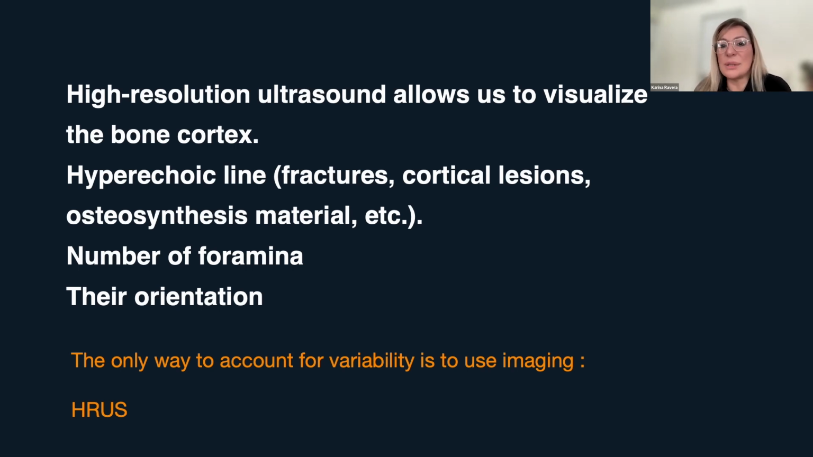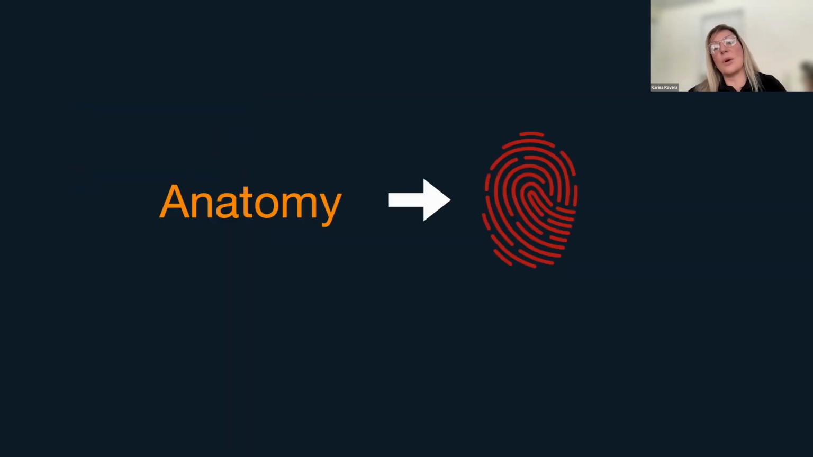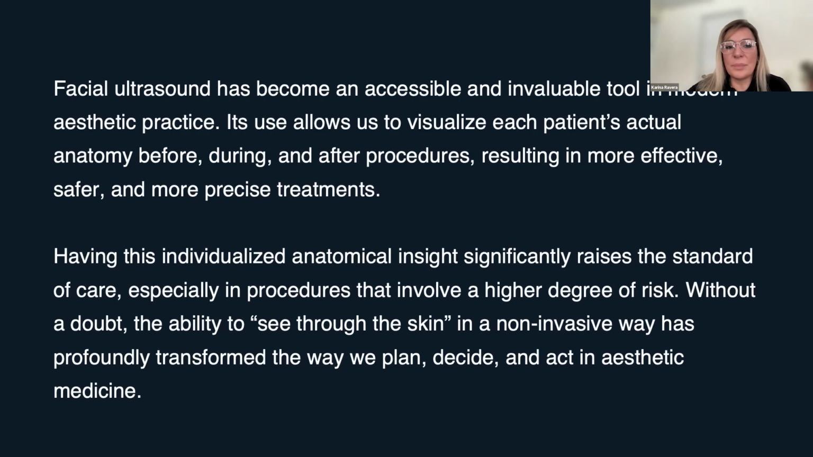That's why high-resolution ultrasound allows us to visualize the bony cortex. This is very important. We will see the bony cortex as a hyperechoic line, so we can detect fractures, cortical lesions, osteosynthesis material, etc. But we can observe the number of foramina and their orientation. So the only way to account for variability is to use imaging, in this case, ultrasound examination. So in anatomy, the variations are the rule.